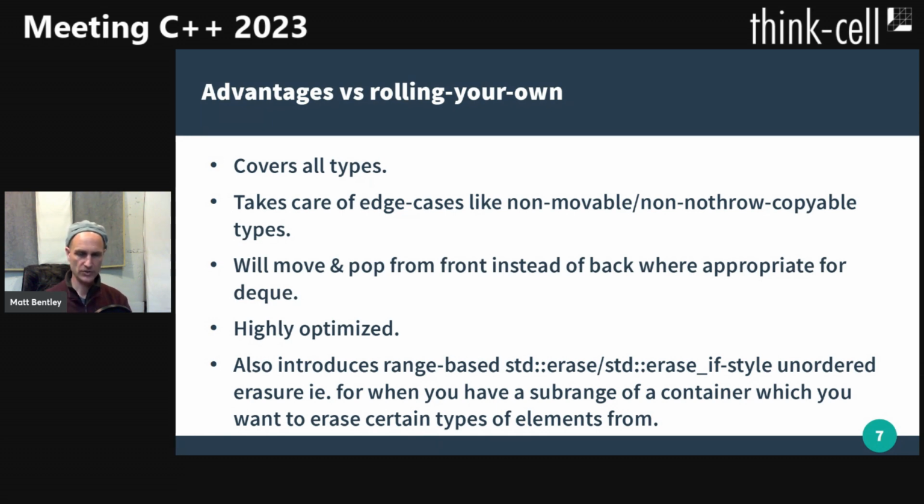And it also introduces a range-based std::erase_if style unordered erasure. So basically std::erase_if for when you have a subrange of a container that you want to erase certain types from, rather than the entire container.